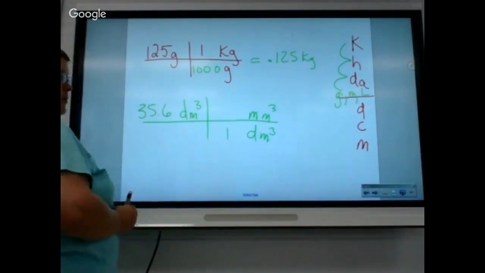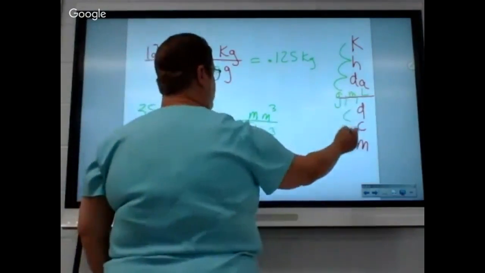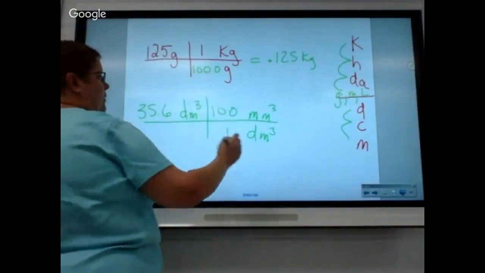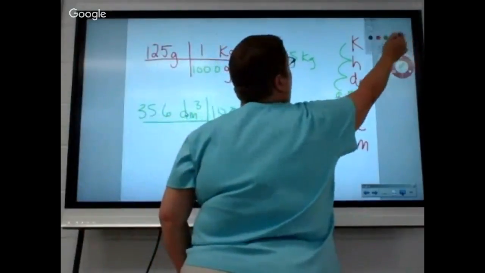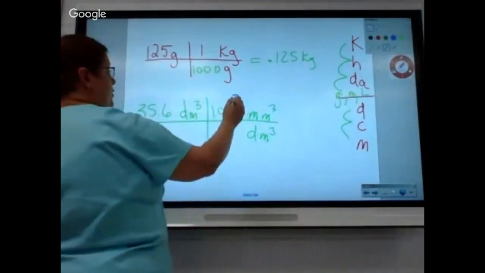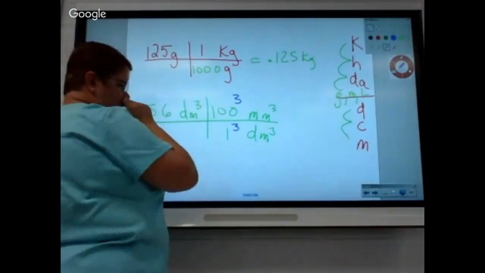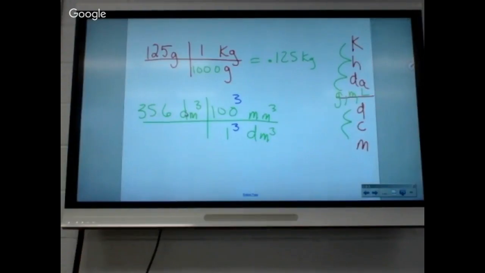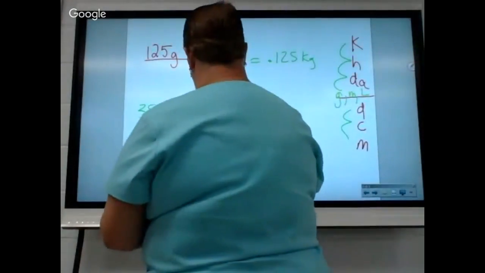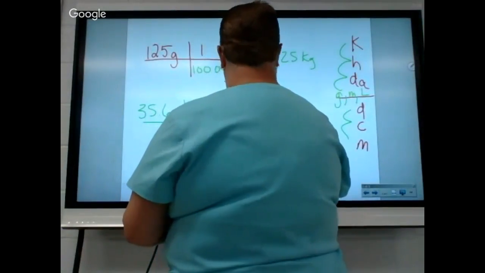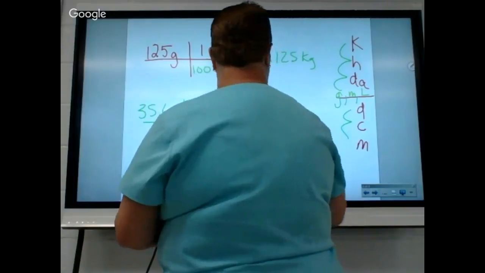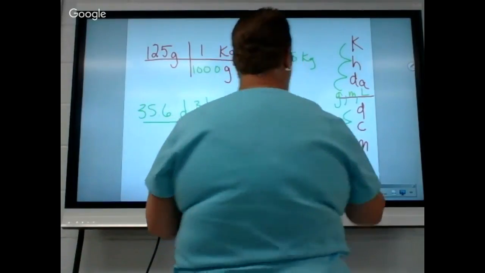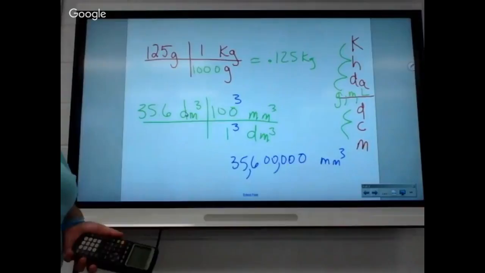Okay, and how many spaces between deci and centi? 2. So you put 2 zeros, and then because both units were cubed, you did what? You cubed the numbers. Now, when you punch that in, you should have gotten a pretty big number. So, 35.6 times 100 raised to the third. Is that what y'all got?